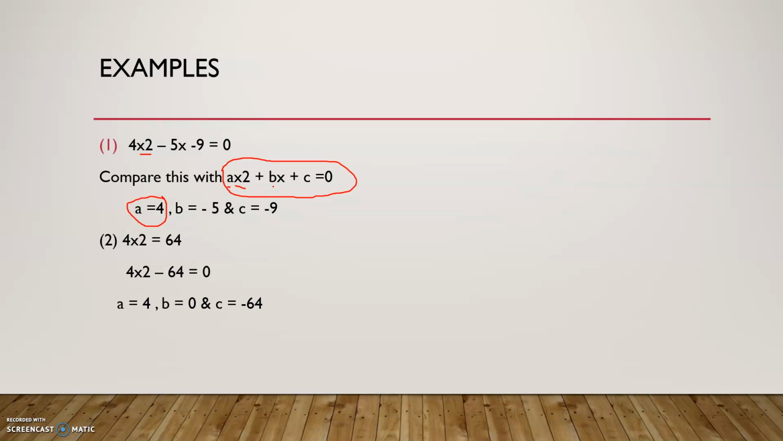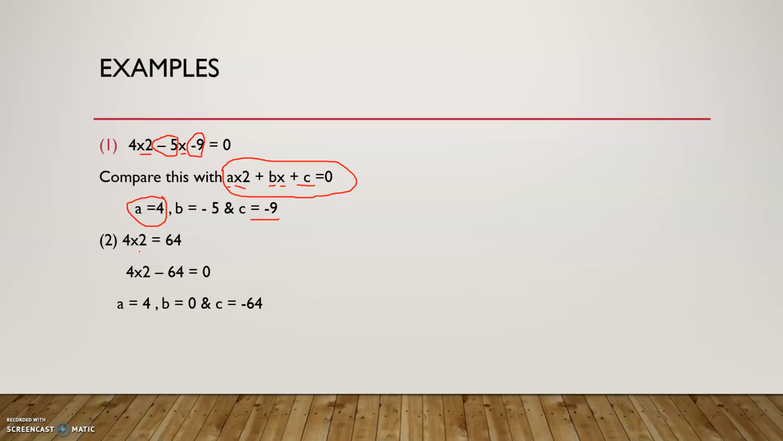Then we go plus bx, so we have x there and x there, so the value of b would be minus 5. And then we go plus c, so the value of c would be minus 9. So we have our values for a, b, and c. These are our solutions for the values of a, b, and c. Now moving on to the next example.